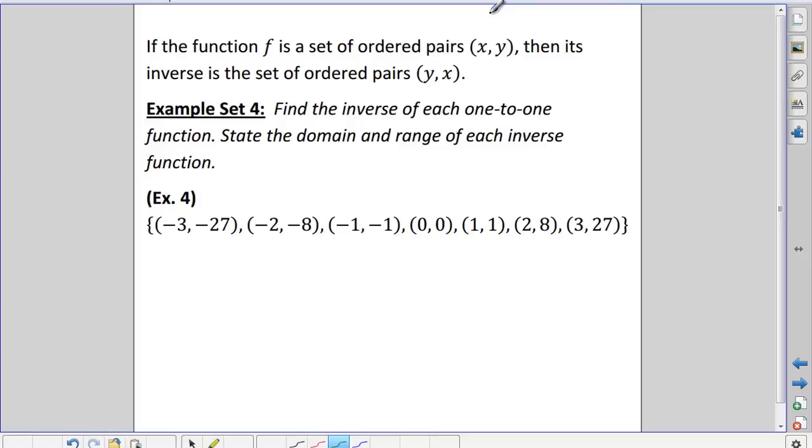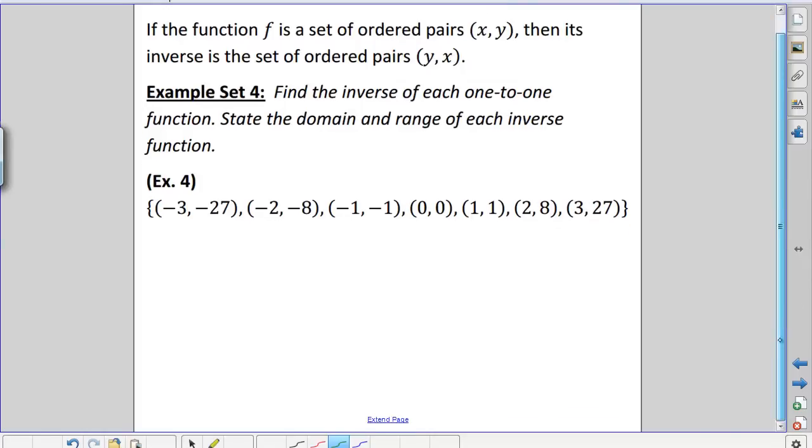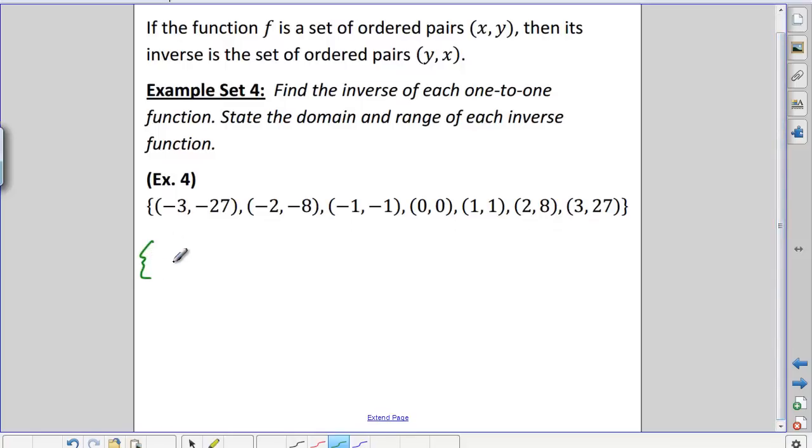So just in the same sense, when a second ago we said that x and y, or the domain and the range, switch places. If we have a set of ordered pairs and we want the inverse, all we've got to do is switch each ordered pair around. So here it was -3, -27. When I do the inverse, it's now -27, -3. And I can just continue this process, switching the x's and the y's.